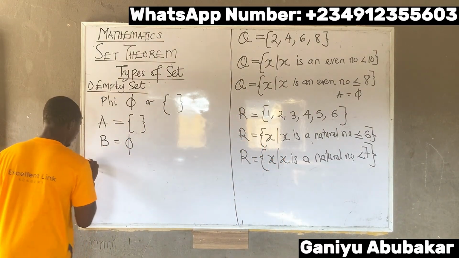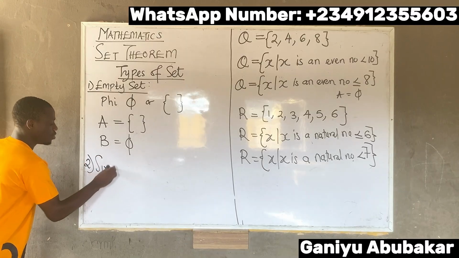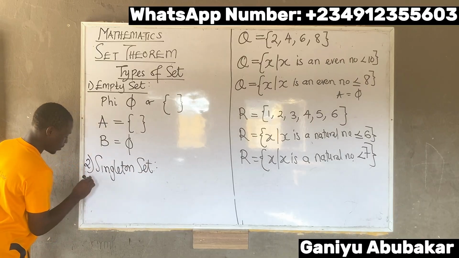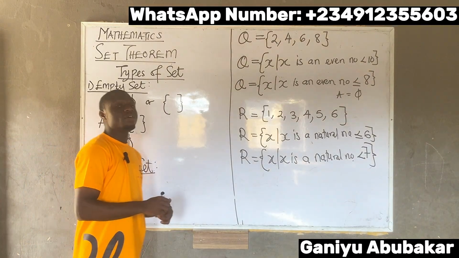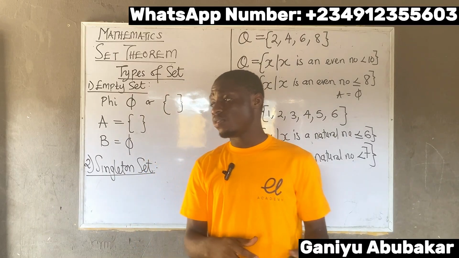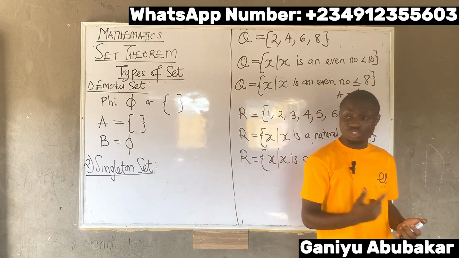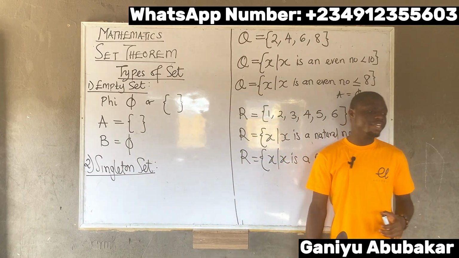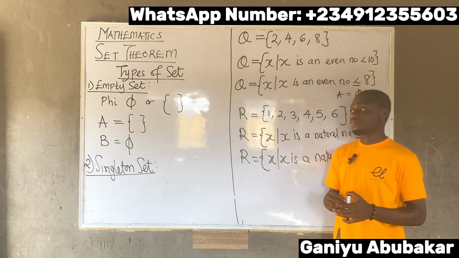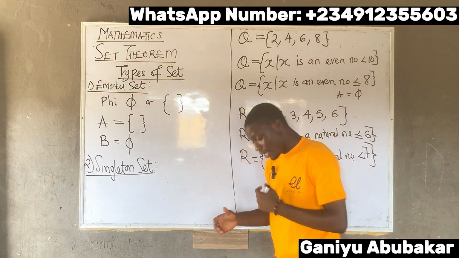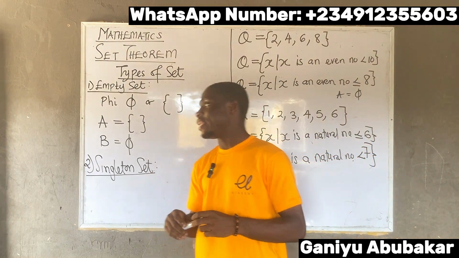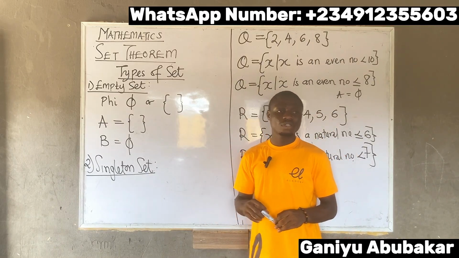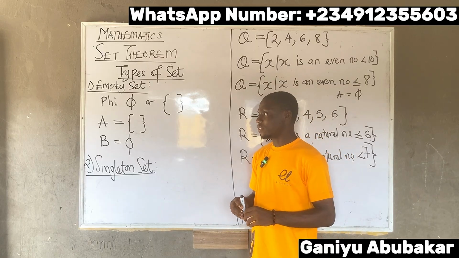Number two, please. Let's look at the singleton set. As the name implies, single, it means it has just one element. So this is a set that contains one element.